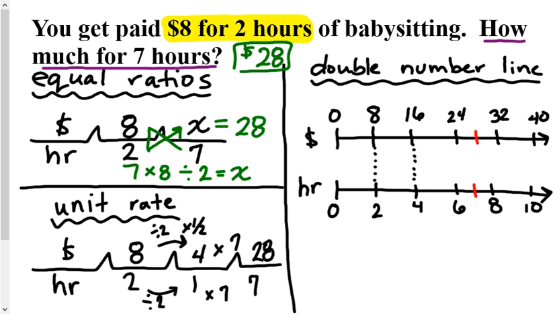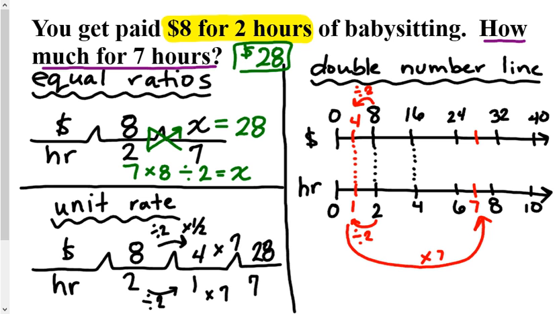And if I want to know what comes between them, there's a few ways I could do this. One way I could do it is I could say, well, let's go back and figure out what comes between all of the numbers. So 2 divided by 2 is 1. 8 divided by 2 is 4. So that means for 1 hour, we get paid $4. So I could go back and say then, well, if it's $4 for 1 hour, then 1 times 7 is 7, and I could do 4 times 7 to get 28, which is going to go right here.